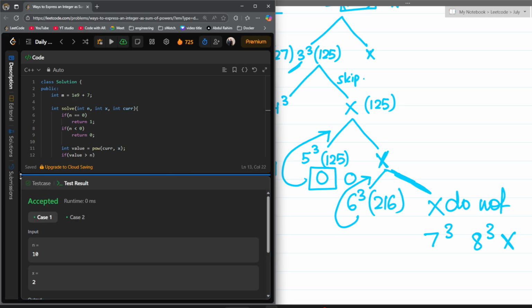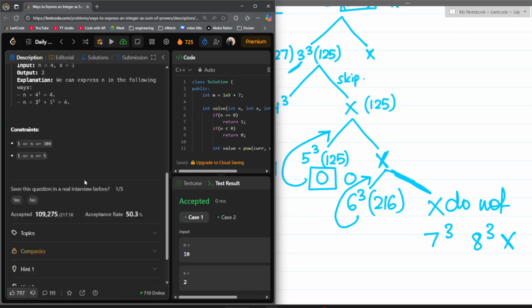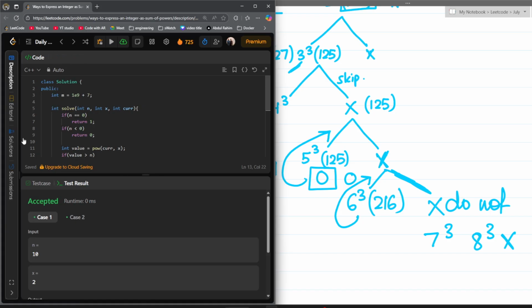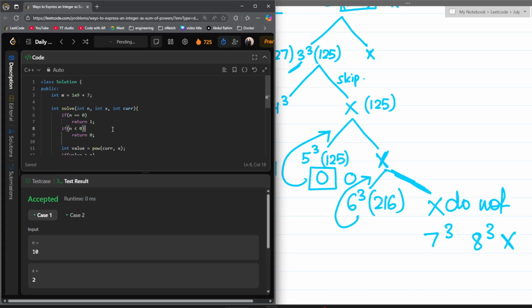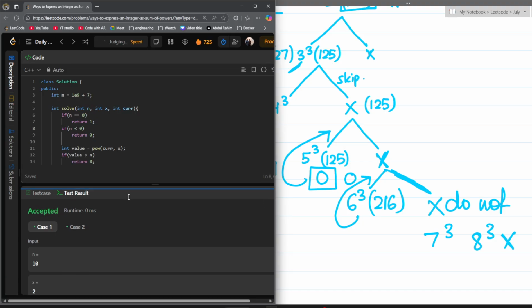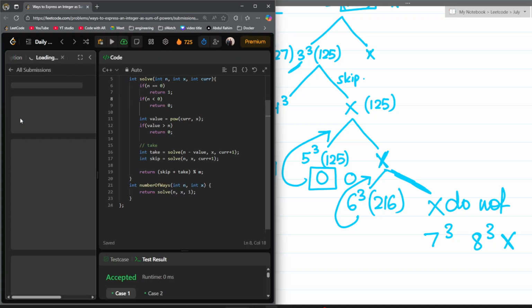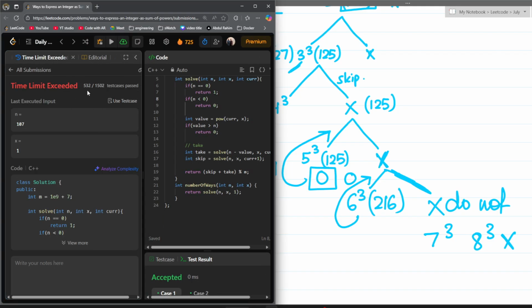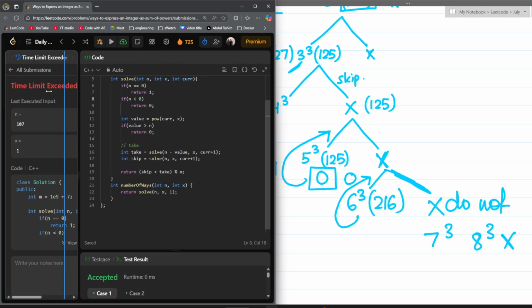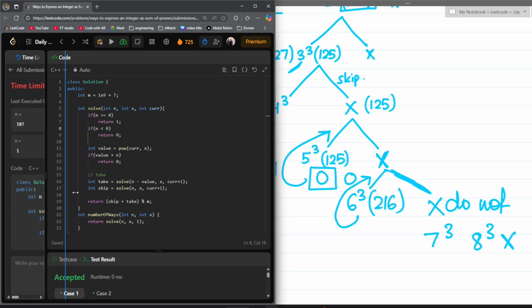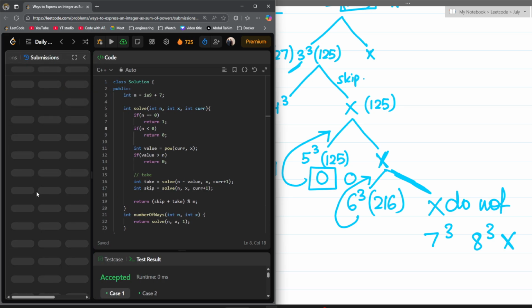It does. But then if you take a look at the constraints, they say that x can be up to 5, and n can be up to 300. So if I just submit the brute force recursion, it's 100% going to give me a time limit exceeded error, right? Let's see. It gives us a TLE, and it only passes around one third of the overall test cases. So let's see how I can memoize it.